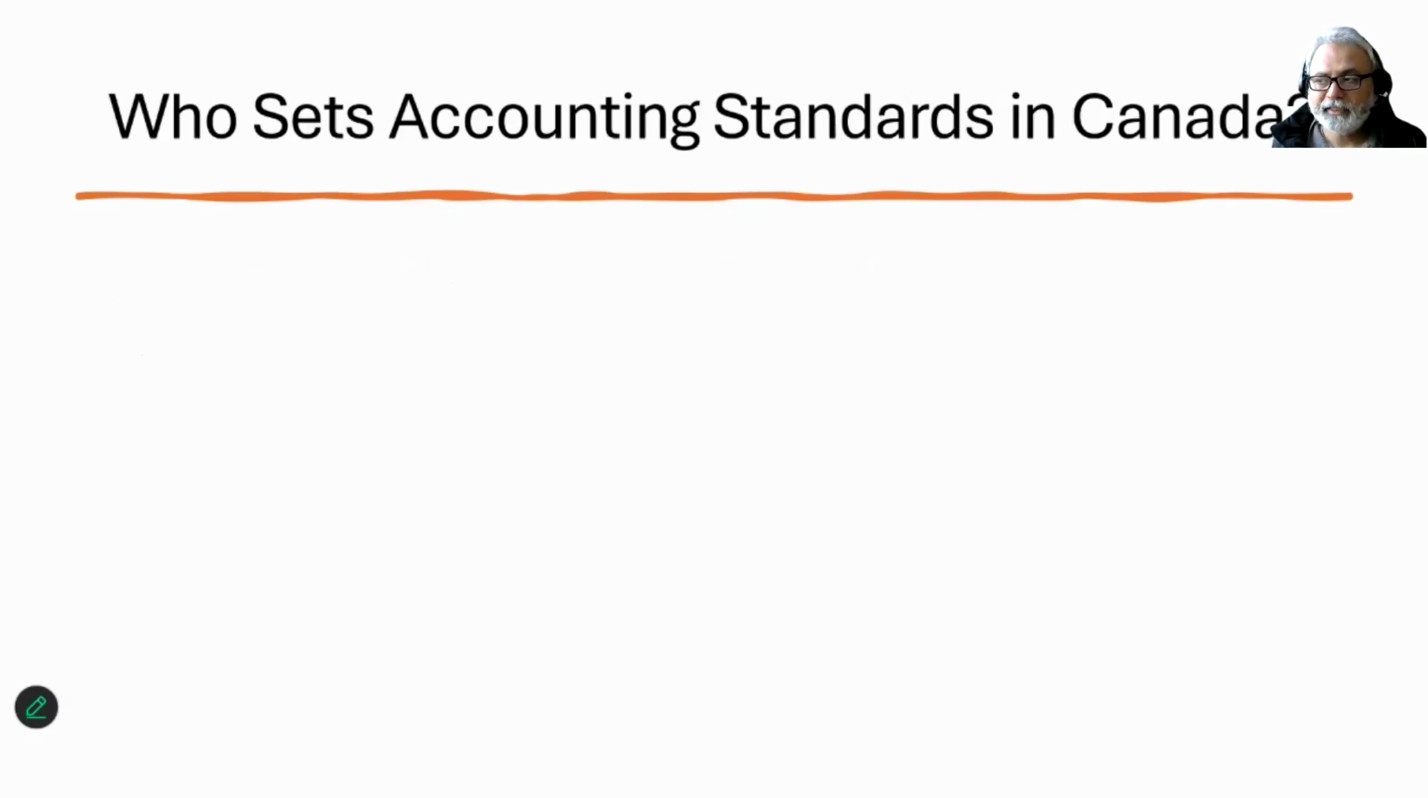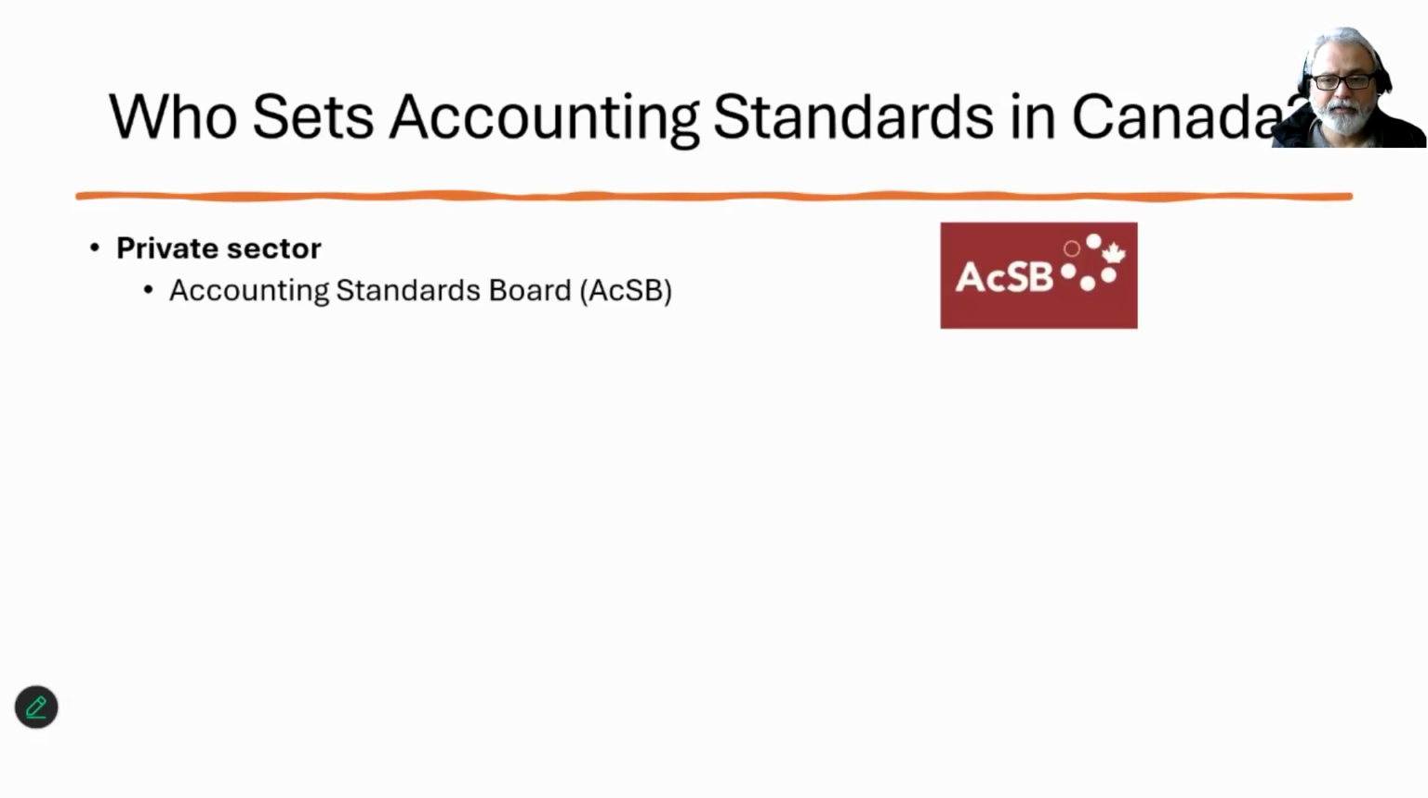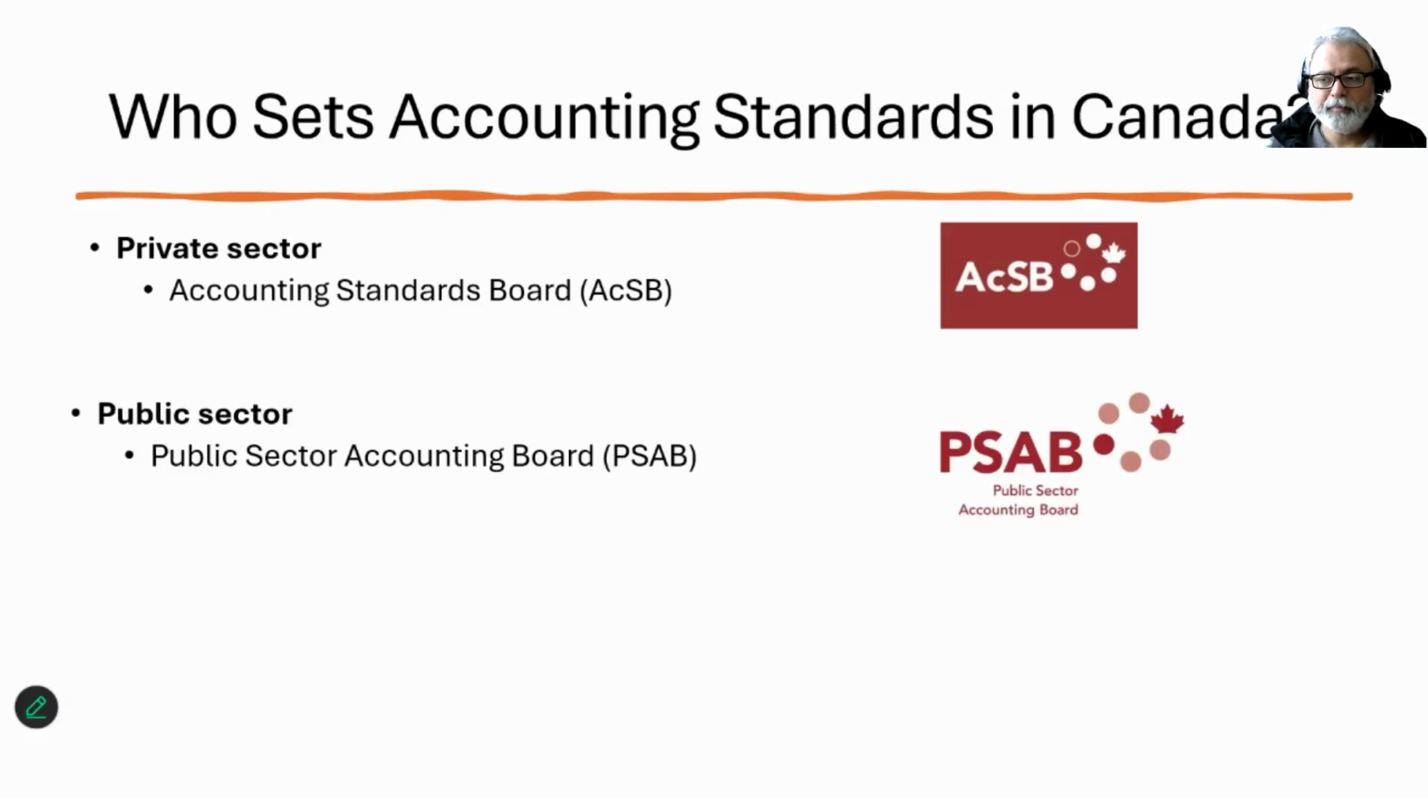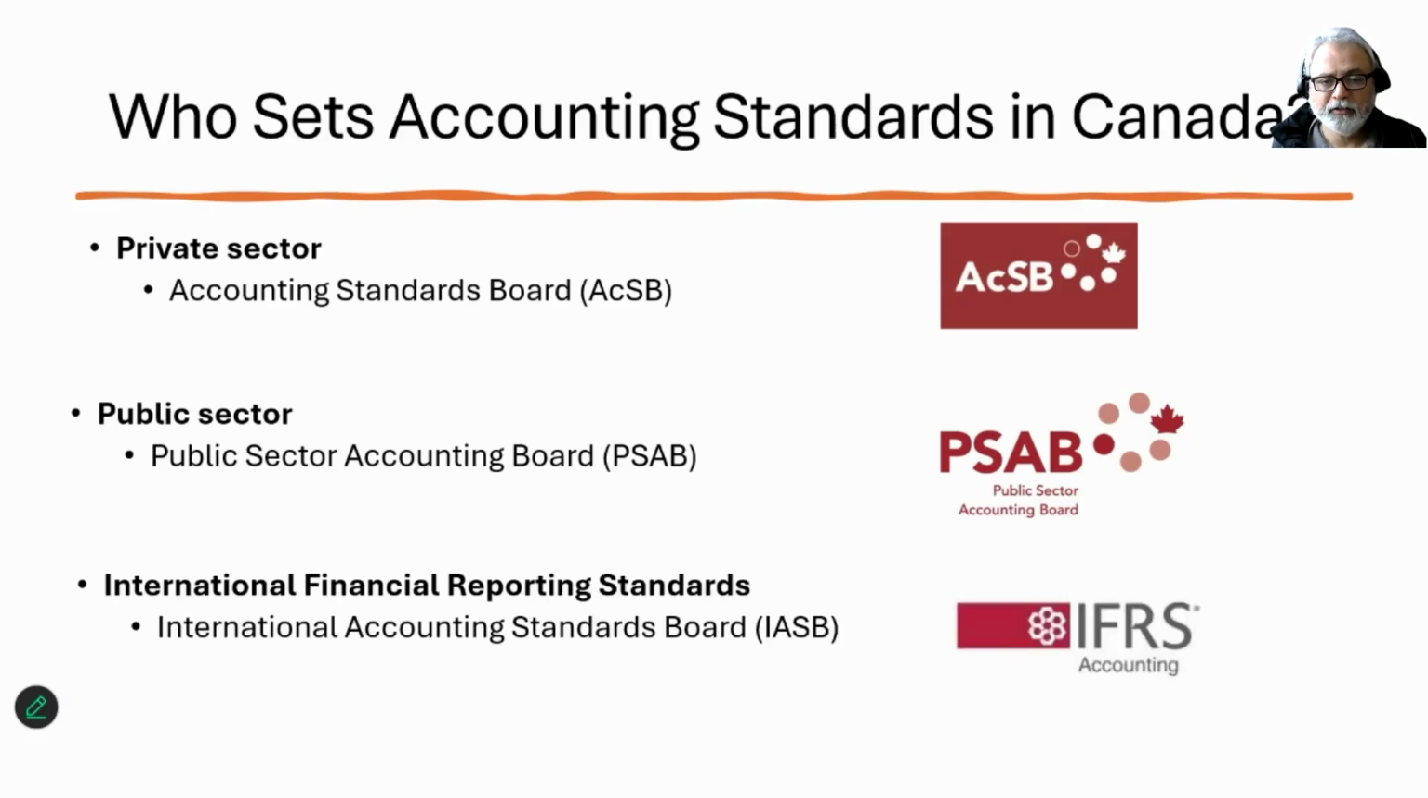Let's take a look at who sets accounting standards in Canada. For the private sector, we have the Accounting Standards Board. For the public sector, there's the Public Sector Accounting Board, the PSAB. Now, in Canada, the Accounting Standards Board decided that for publicly accountable enterprises, we would use International Financial Reporting Standards. The body that sets IFRS is the International Accounting Standards Board, the IASB.